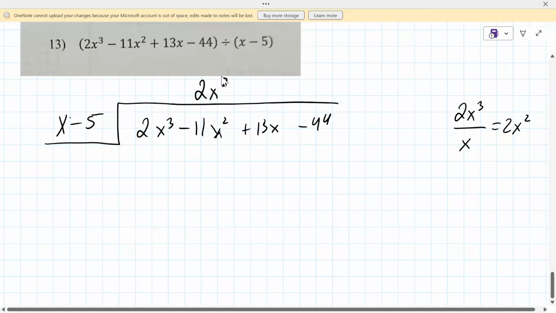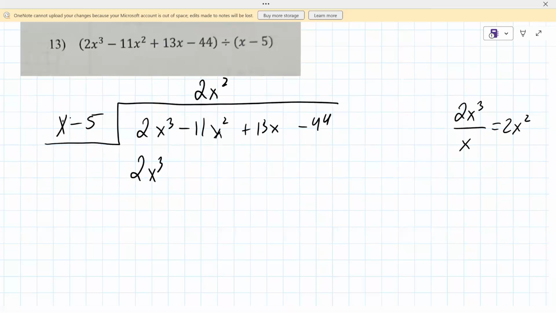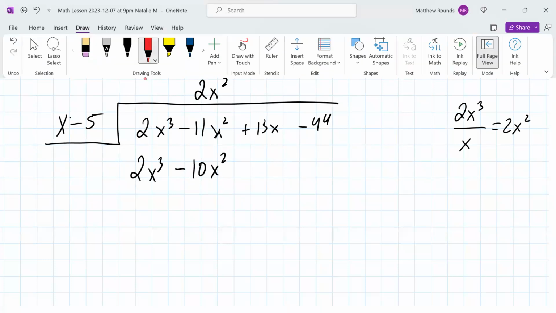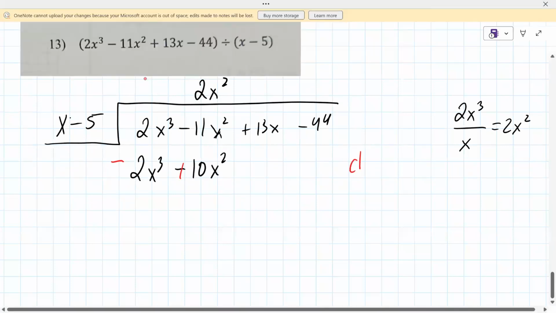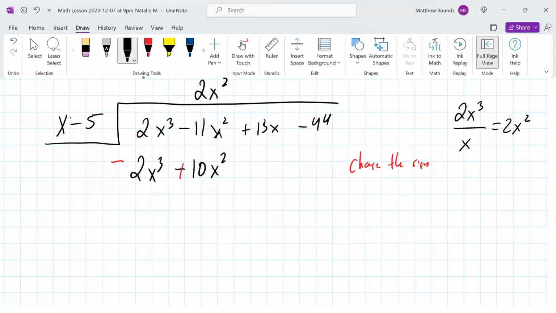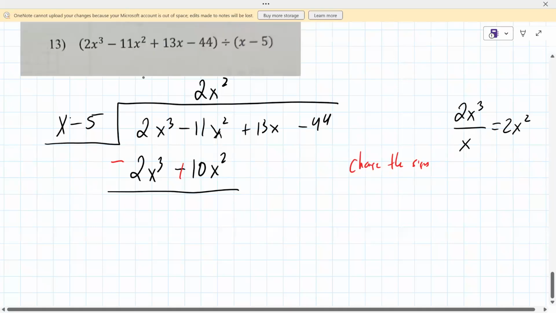You take your quotient and multiply it by this out in front. So you take 2x squared and multiply it by x. That's 2x cubed minus 10x squared. And then this is very important: you change the signs. You are subtracting, but I found it's better to show it as change the signs. And then you add negative 1x squared. You bring this down.